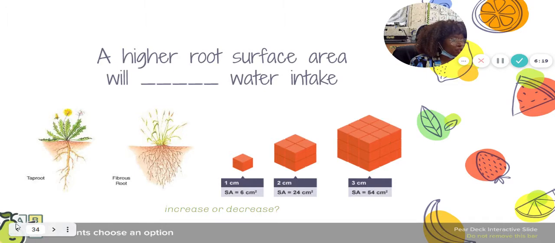Higher root surface area. So we're talking about root surface area. I want you to think about it as like a sponge. So think about this as a small sponge, a medium sponge, and a large sponge. The small sponge has a small surface area. The big sponge obviously has a big surface area. Would you think that the big sponge or the big roots would take up more water or less water? And tell me why.